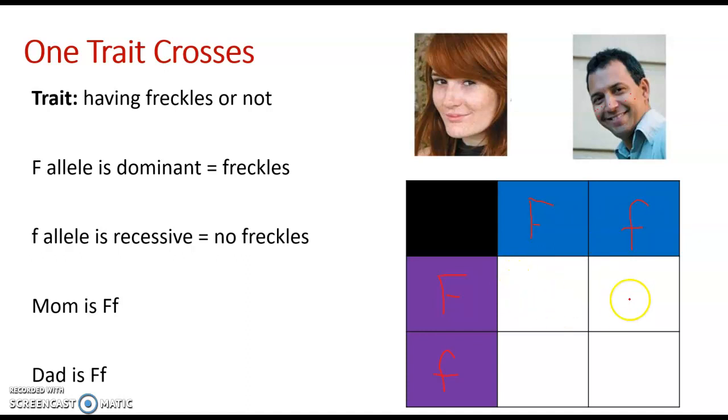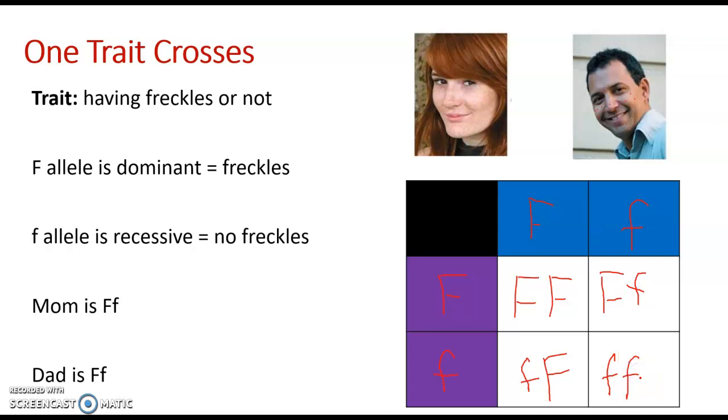And that's going to make our resulting probabilities different than we saw in our last cross. So here we're going to get a big F from mom and a big F from dad. Here we're going to get a little f from mom and a big F from dad. In this square, we're going to get a big F from mom and a little f from dad. And here we're going to get a little f from mom and a little f from dad.